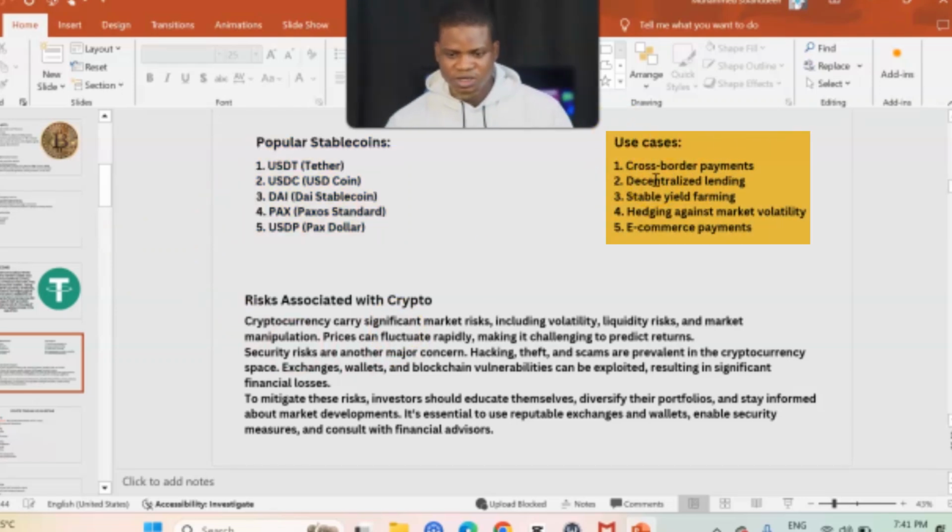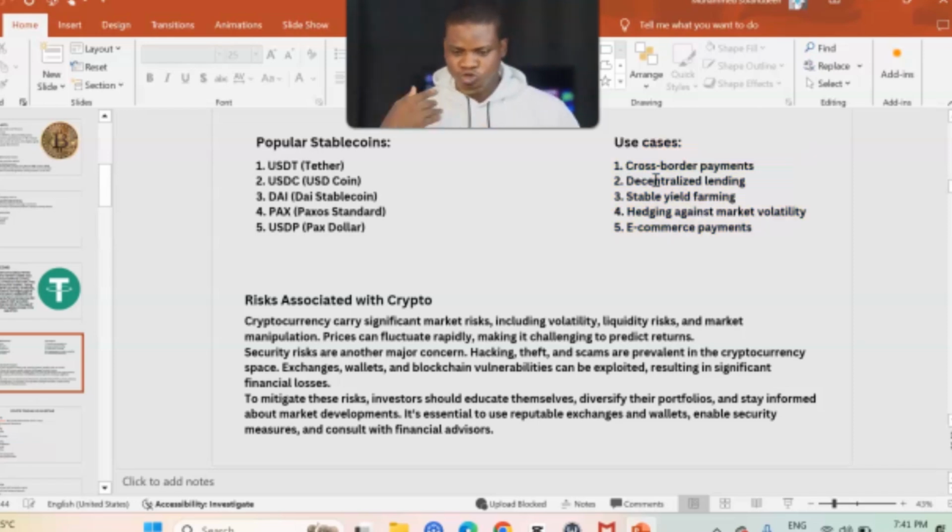Use them for payments. Use them for decentralized lending. There is something called crypto lending, which we'll also talk a little bit about later on in this video. So you can use USDT to lend and borrow money in the cryptocurrency market. Stable yield farming: you can also use them to farm other cryptocurrencies and earn money.